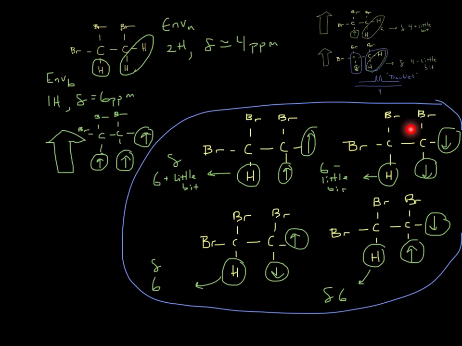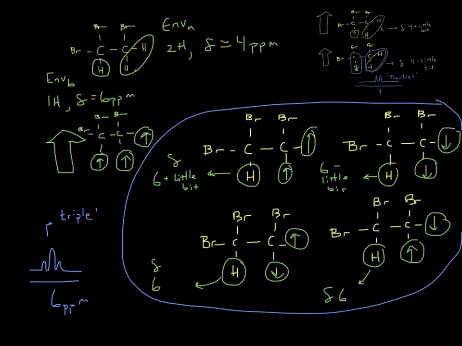So that peak, centered around 6 ppm, would look like this. Little, bigger, little. And that is what your signal would look like for environment B. Again, it's around 6 ppm. It's going to integrate to 1 hydrogen, but instead of being a single peak, it's going to be split into what we call a triplet.